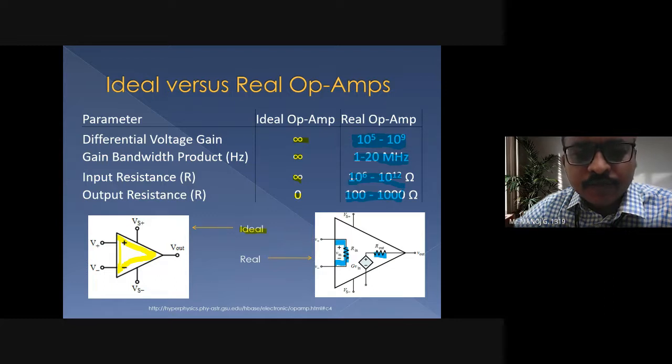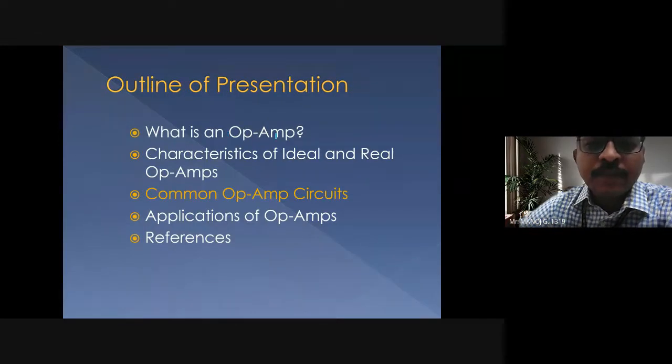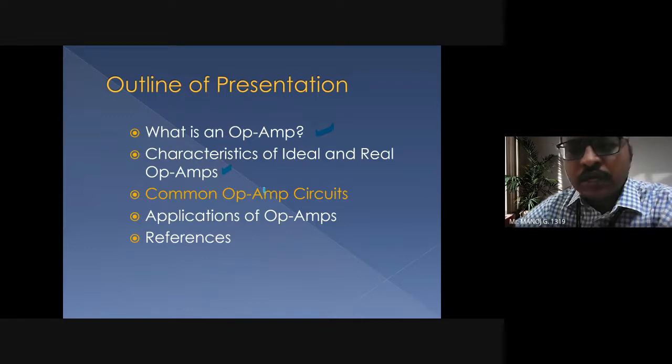Okay. So that's the characteristics. Now we'll go to the next thing. So we've seen two topics. What is an op amp? We've seen. And then we saw what are the ideal and real-time characteristics of an op amp. Now we'll go to the common op amp circuit and we'll try to see the characteristics.